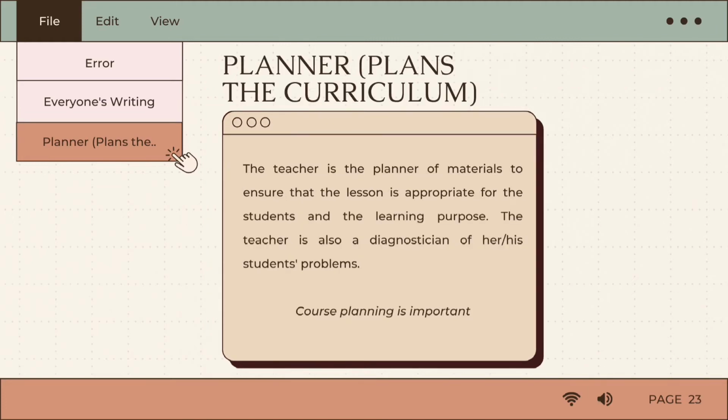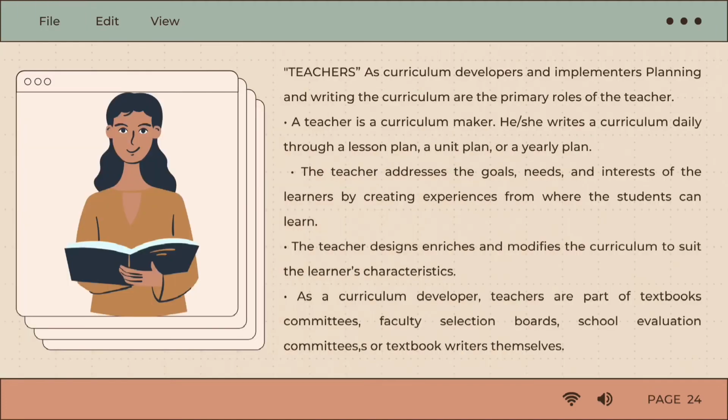The teacher is the planner to ensure that the lesson is appropriate for the students and the learning purpose. The teacher is also a diagnostician of her or his students' problems. Of course, course planning is important. It helps teachers carefully consider their long-range goals within courses. Teachers must consider how their courses will be organized into smaller units.